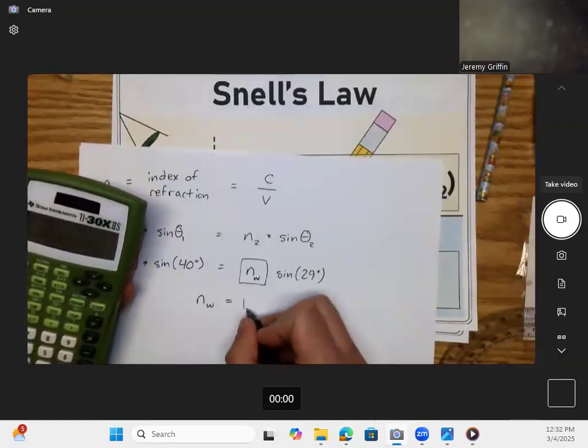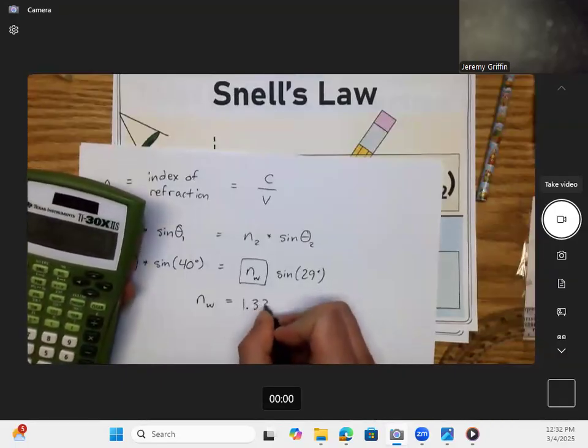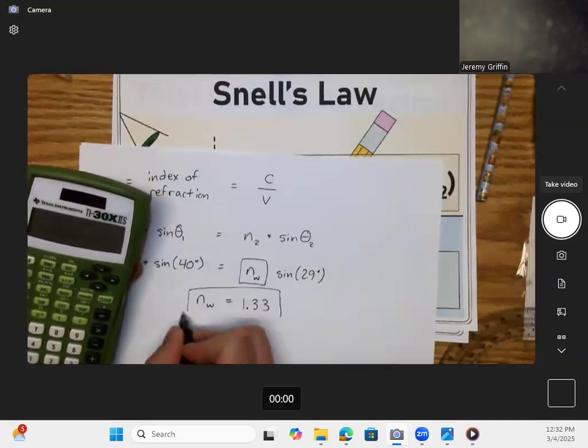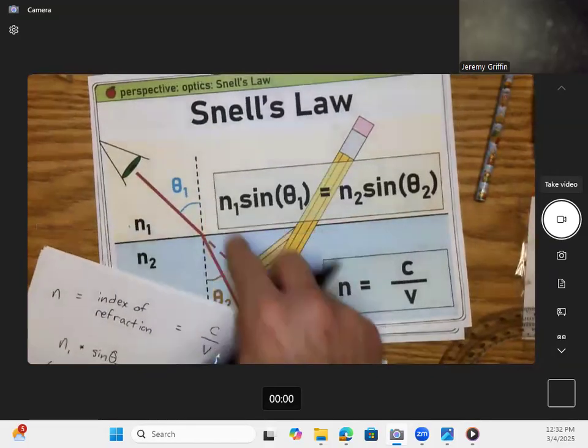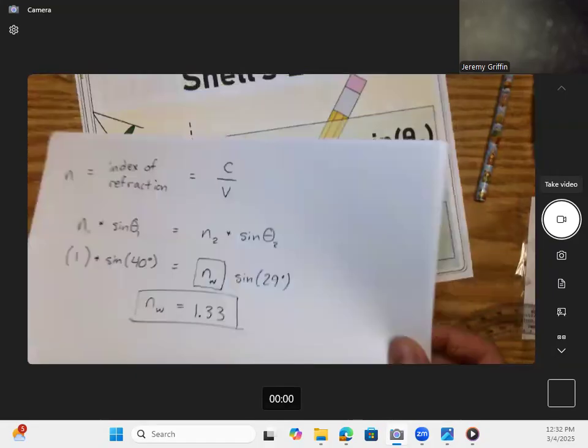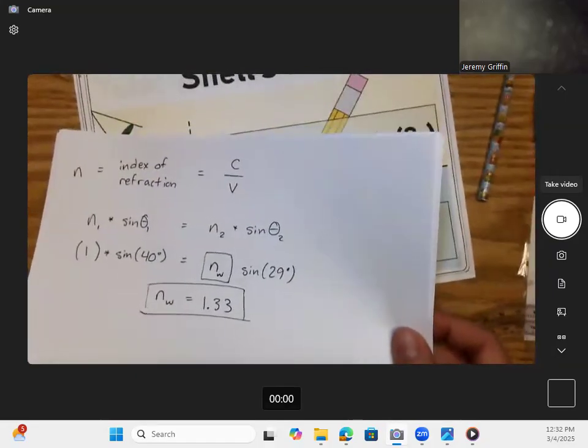There it is, 1.33. Okay, that actually is about the textbook value of the index of refraction of water. So what that means is when light hits water, it slows down by a factor of 1.33. Okay, you guys get that?